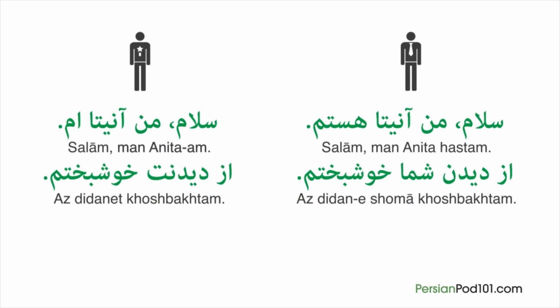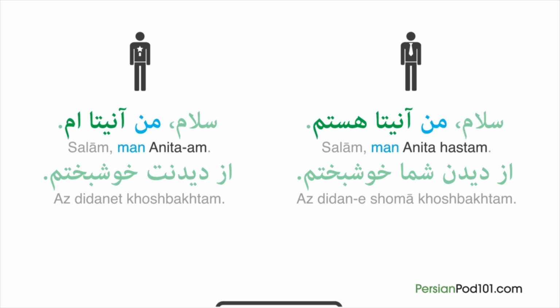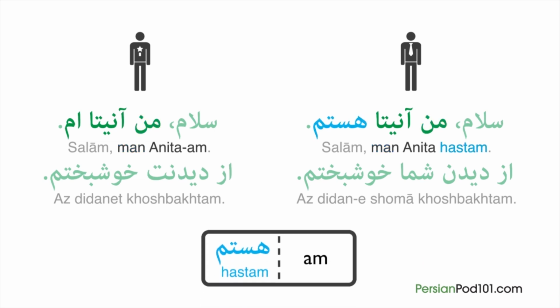So, what has changed from the informal introduction? Let's take a closer look. The informal man Anitaam has turned into man Anita hastam. In both cases, man stands for I or me. Hastam means am, and it's added to the end of the formal introduction instead of just am. Am is actually just the short version of hastam, which is the to be verb conjugated for the first person.